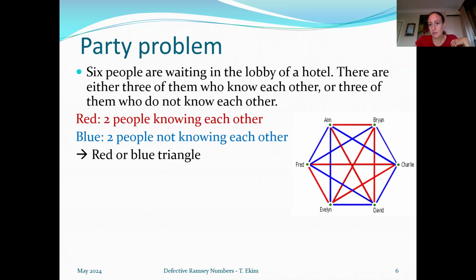But this is an example of 6 people and some 2-edge coloring of the related complete graph. And here you can see that we should be able to find, for instance, a red triangle between Fred, Charlie, and Evelyn. Actually, you can have both a red triangle and a blue triangle. It's not exclusive. It's either or.